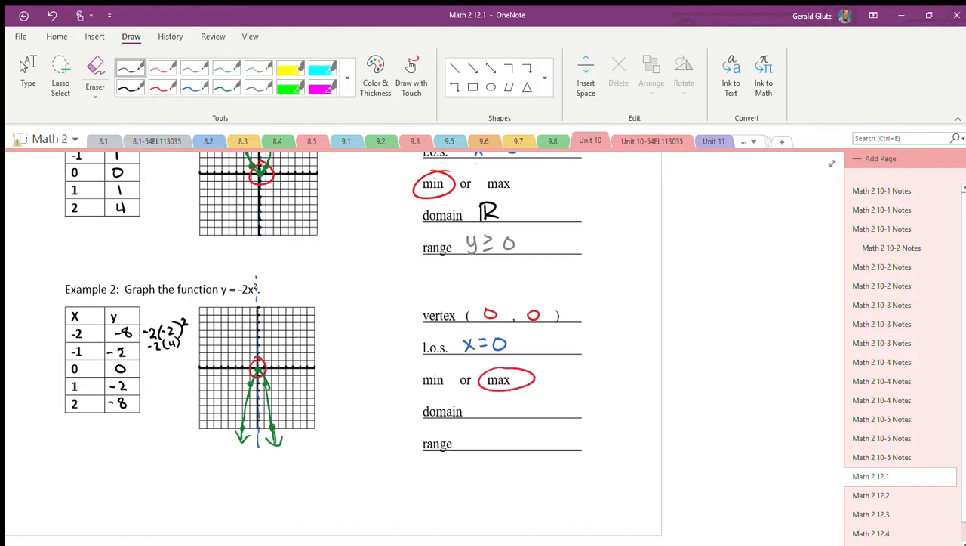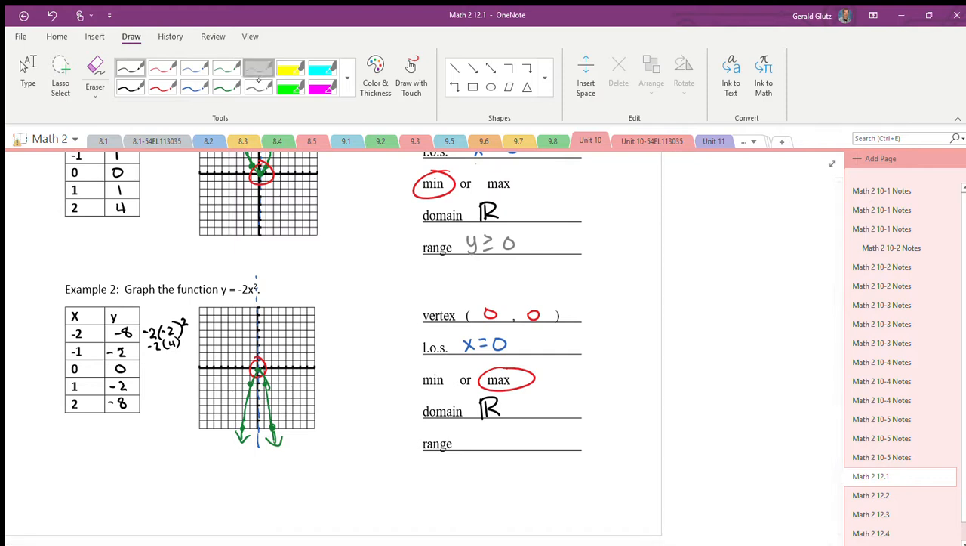And then the domain, so how far left and how far right. It's going left forever, and it goes right forever. So the domain will be all real numbers, because eventually it's going to go all the way left to infinity, and it's going to go all the way right to infinity.